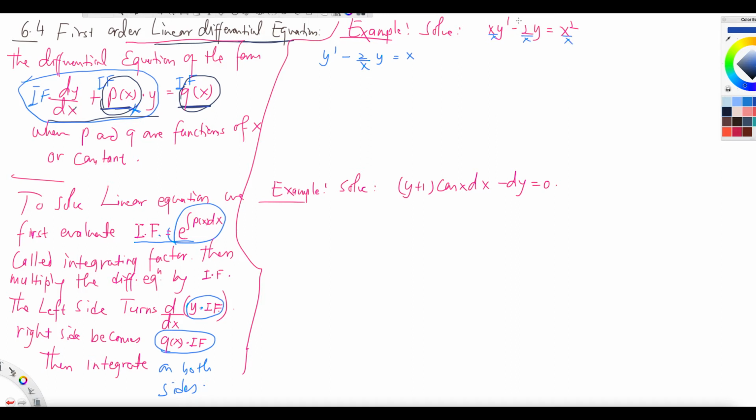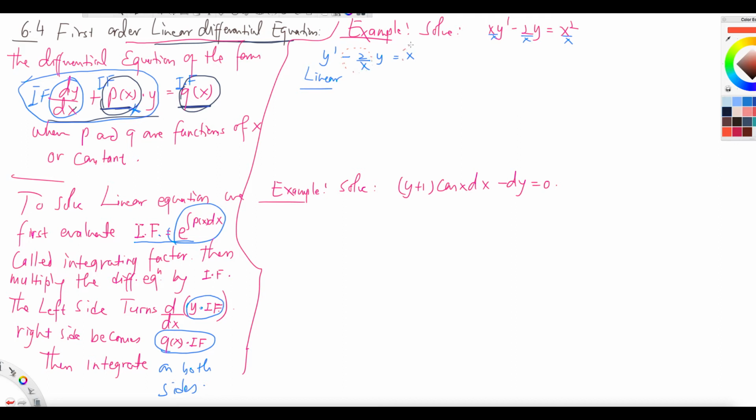Why did I divide by x? Because I want to write it in that format, which has just dy over dx, or y', by itself. Is this linear? Yes, it is linear, because you see dy over dx, it can be plus or minus, not a problem. And 2 over x, this is like p(x), right? You see that this thing is like a p(x).